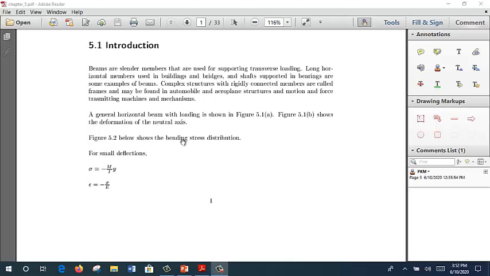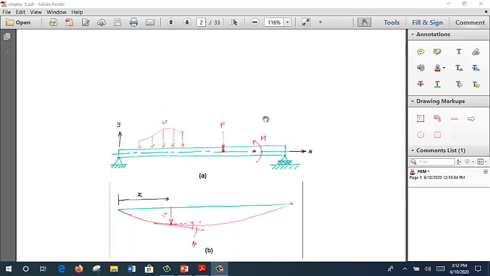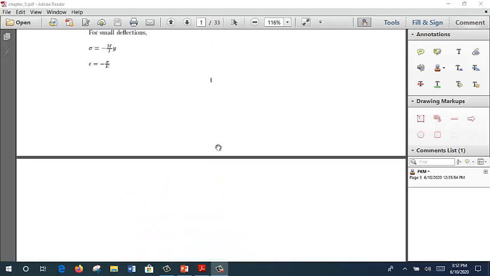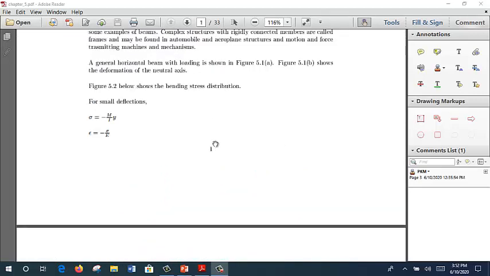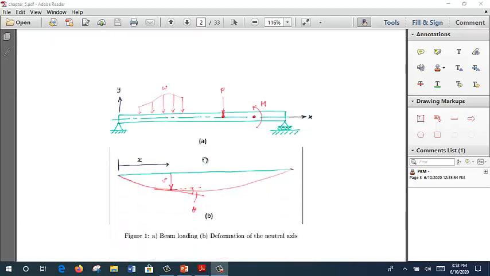A general horizontal beam with loading is shown in figure 5.1. As you can see from here, this is your simple beam system, and B shows the deformation of the neutral axis. So you can imagine that we have a beam here, fixed on the left, and then a roller on the right.